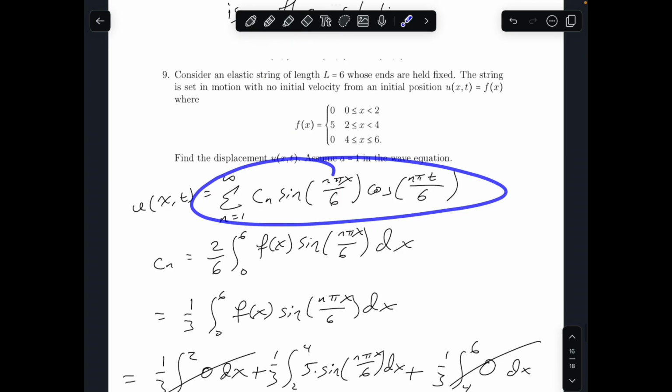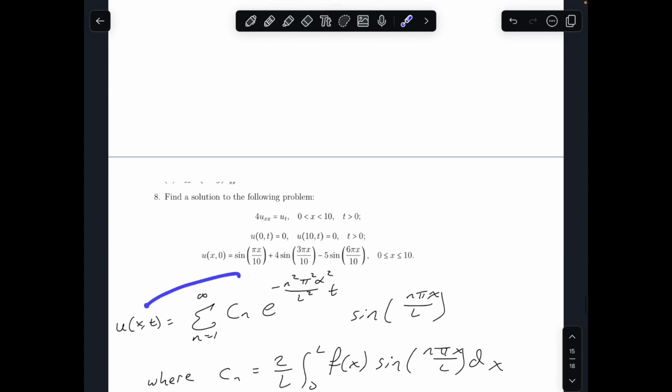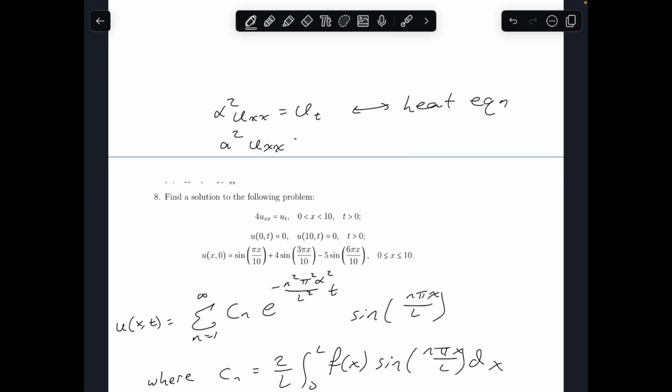So you don't have to memorize this formula right here. You don't have to memorize the formula for the heat equation, but you should be familiar with, oh, well, if you see 4 u_xx equals u_t, this is the heat equation. And then what does the wave equation look like? Oh, sorry, this should have been alpha squared. The wave equation is alpha squared u_xx equals u_tt, with a second derivative u sub t.